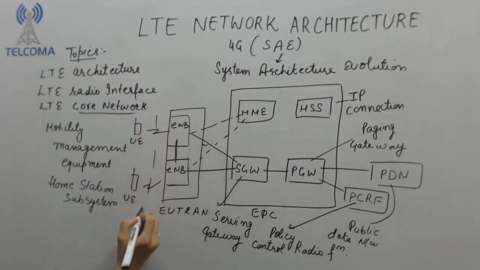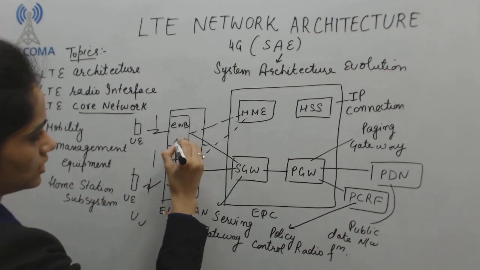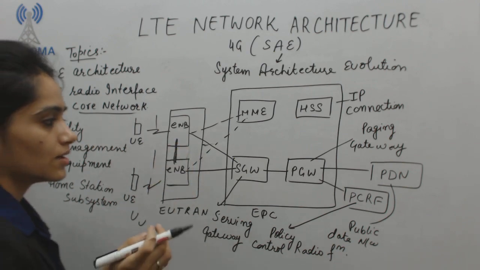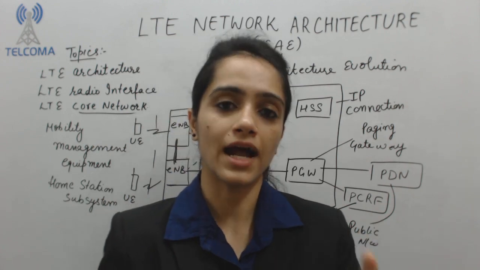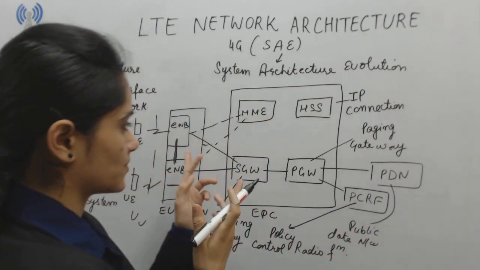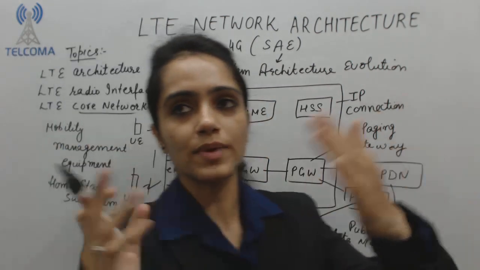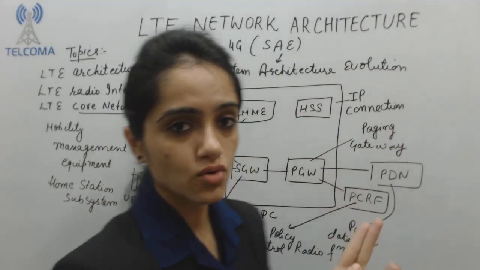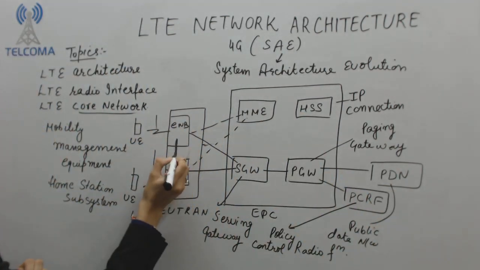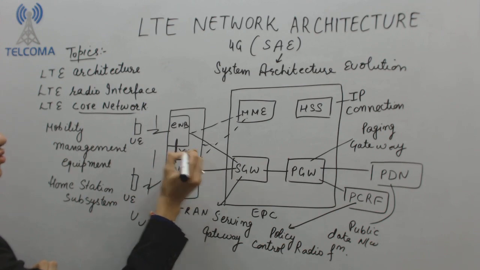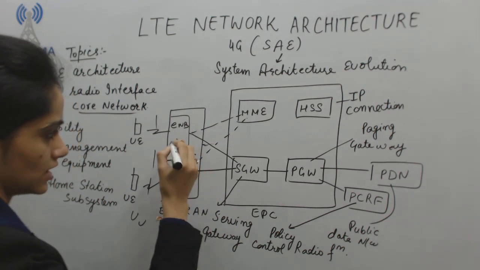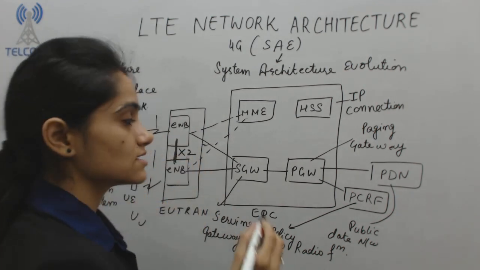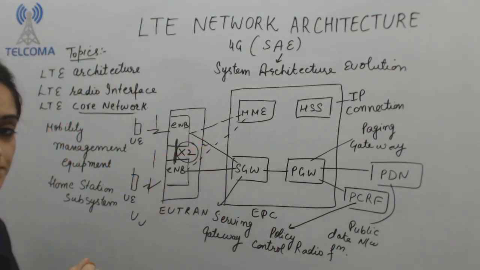Now this interface is the Uu interface or air interface. Now talking about the connectivity between two E-node Bs, we require connectivity between two E-node Bs. Why? Because for handovers, now there is no separate controller, so all E-node Bs are connected to one another. The interface between two E-node Bs is the X2 interface.